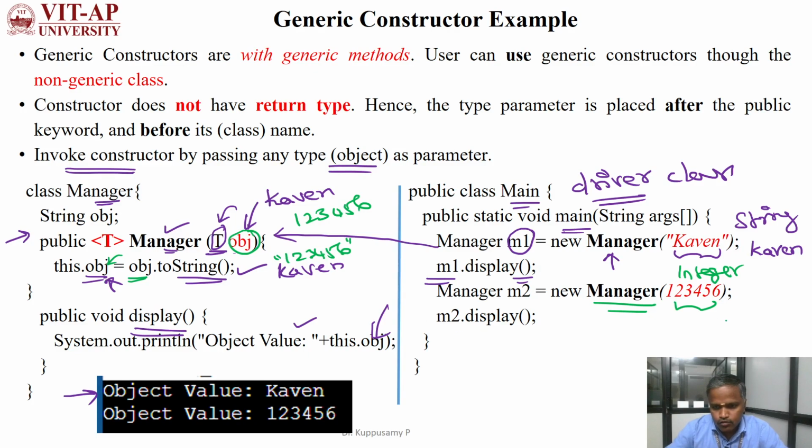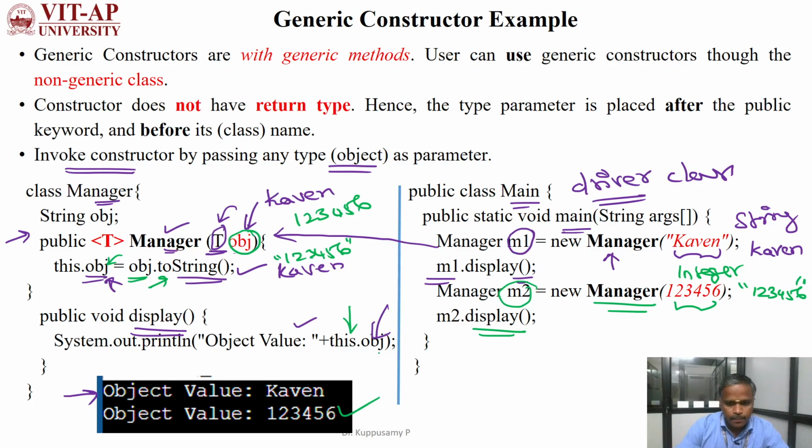Then I am calling, so now what is the value of m2? The m2 value is the string 1 2 3 4 5 6, because we converted that into a string. Now we are calling the display method by passing this 1 2 3 4 5 6. So obj is printing 1 2 3 4 5 6.